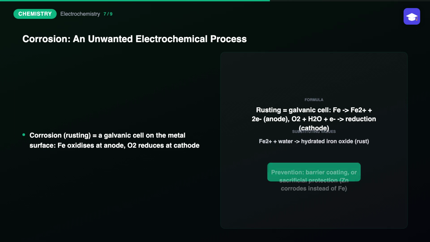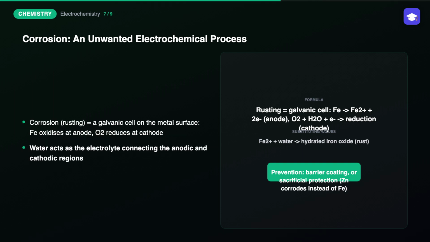Corrosion, most familiarly the rusting of iron, is fundamentally an unwanted, spontaneous electrochemical process, and understanding it as a galvanic cell forming directly on a metal's own surface makes both its mechanism and its prevention methods considerably easier to understand. In iron's case, one region of the metal surface acts as a localized anode, where iron atoms oxidize, losing electrons to form iron 2+ ions, while a separate, nearby region acts as a localized cathode, where dissolved atmospheric oxygen is simultaneously reduced, consuming electrons, in the presence of water acting as the essential electrolyte medium connecting these two regions.